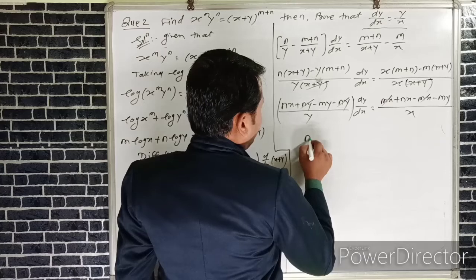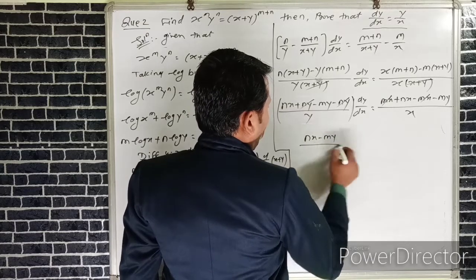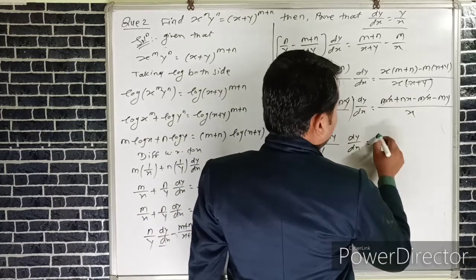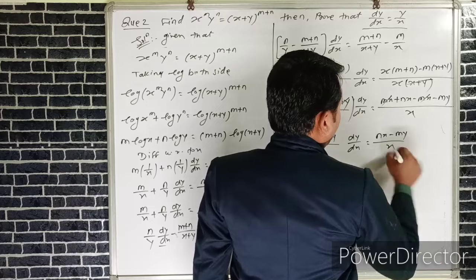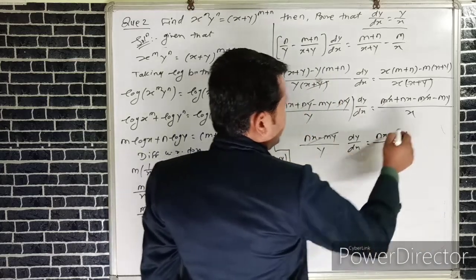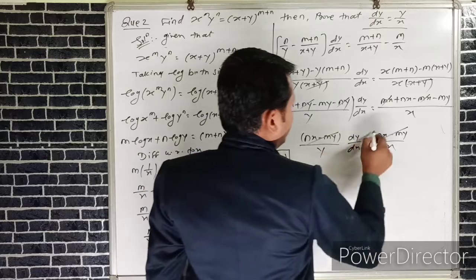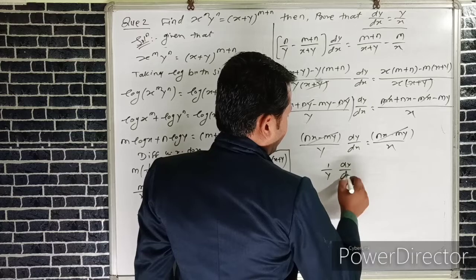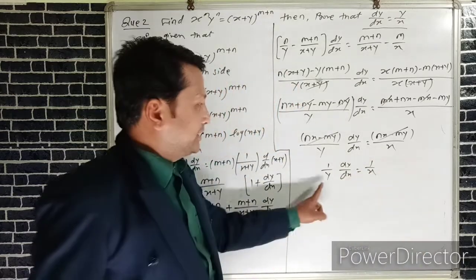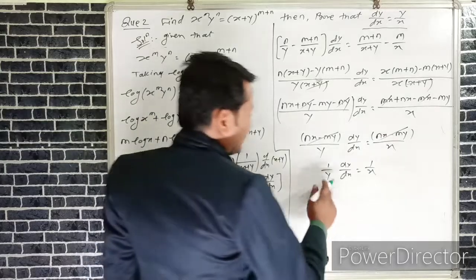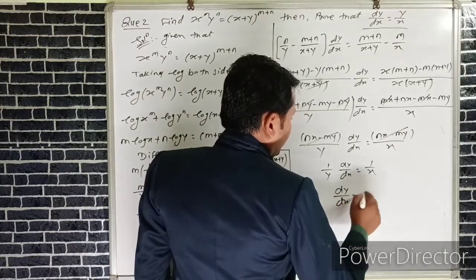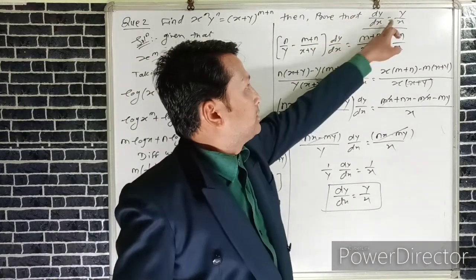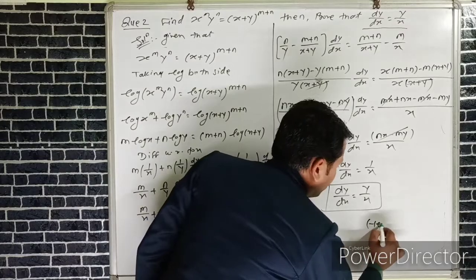We can write (nx minus my) upon y into dy by dx is equal to (nx minus my) upon x. Here nx minus my on both sides are similar terms and are cancelled. We can write 1 by y dy upon dx is equal to 1 by x. If we shift this y to the right side, then we can write dy upon dx is y by x, which is the required proof of the given function: dy by dx is equal to y by x, hence proved.